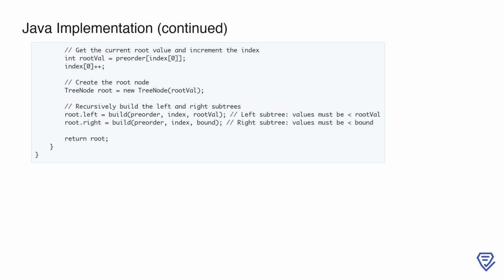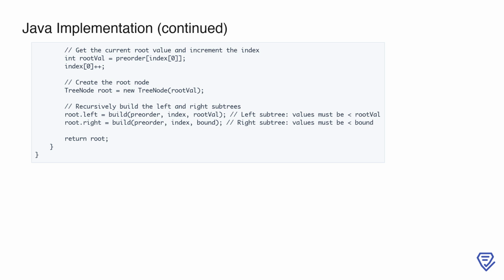For the left subtree, we call the build method with the current value as the new bound, ensuring that all nodes in the left subtree are smaller than this root value. For the right subtree, we use the original bound passed to this method, which ensures that all nodes are valid within the constraints of the parent node. Finally, we return the root node, which now connects to its left and right subtrees, completing the construction of this part of the tree.